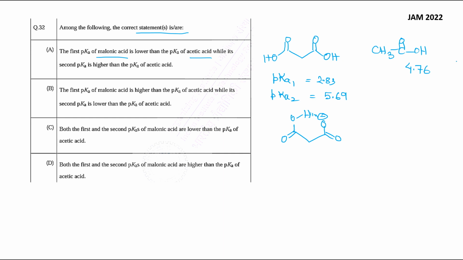Though in acetic acid there is some resonance effect possible, that resonance effect is also applicable here. But this hydrogen bonding is something you cannot have in acetic acid. So that is why the first pK is lower, that is, more acidic. But for the second pK, this hydrogen is already part of the hydrogen bonding, so removal of this hydrogen is not easy. That is why pK2 is now higher than the previous one. So option A will be the correct option.